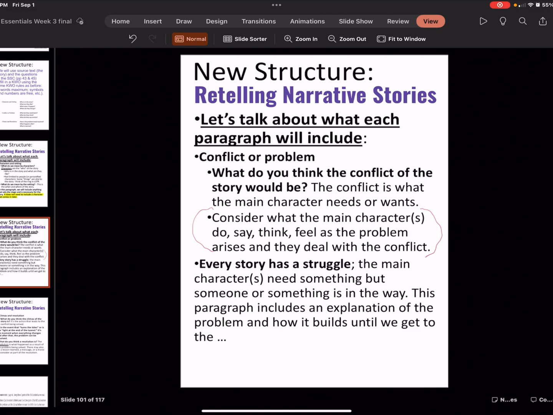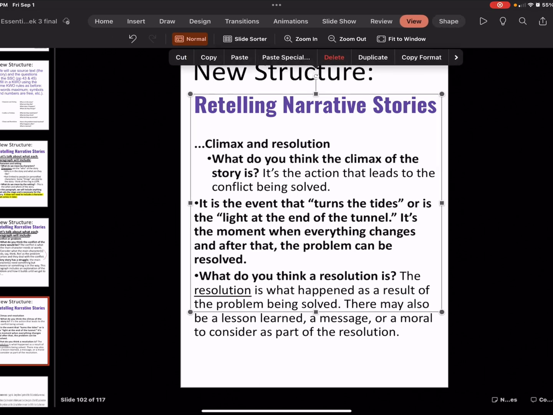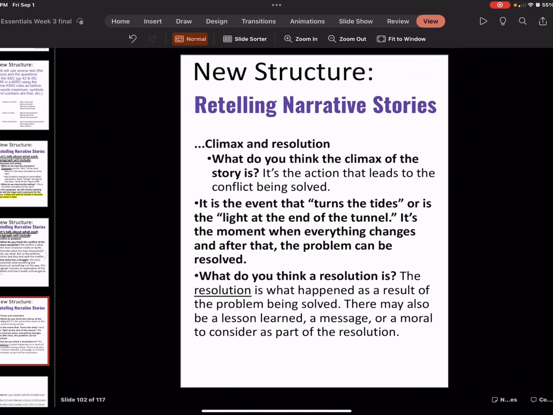So again, your keyword outline is going to explain the struggle or the conflict that is going on, or the problem. And then once you write your paragraph, you're going to flesh that out in more detail. Okay, so this paragraph includes an explanation of the problem and how it builds until we get to the climax and resolution. What do you think the climax of the story is?